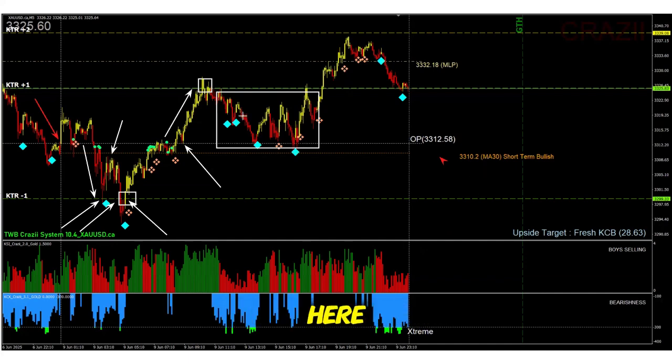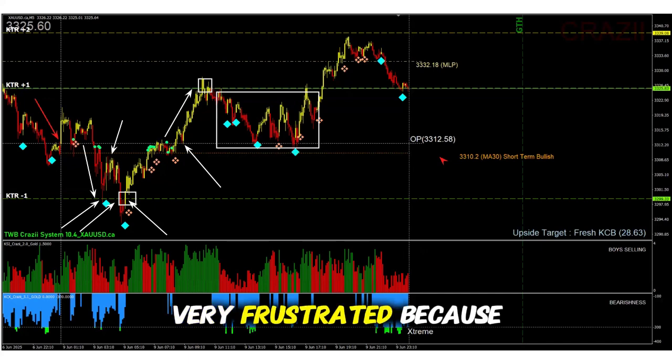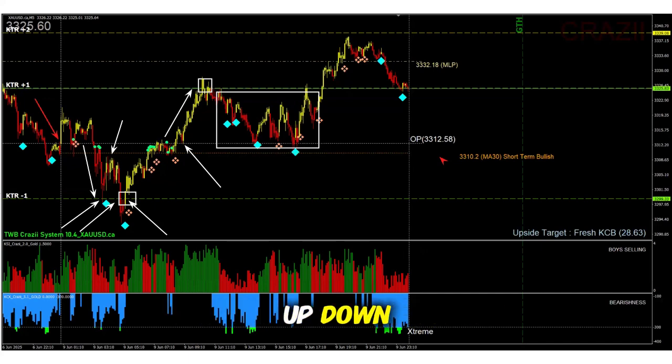So this area here, which I'm drawing right now, it's really an area that I really don't want you to trade. I said this before to you guys. But again, some of you say, I want to trade. Fine. No problem. We can look to trade later. But I tell you this, when you do that, you get yourself very, very frustrated because the market will be up, down, up, down, up, down.